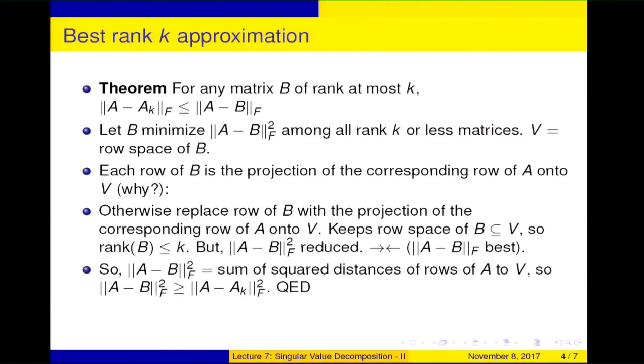I'm sorry, it doesn't prove it yet. Okay, so one more step. A minus B squared is the sum of squared distances of A to V, right? So B were all projections of the rows of A. So it's the perpendicular distance of the rows of A, which are data points, to V. So among all vector spaces of dimension k, Vk is the one that minimizes that, and that's spanned by Ak. So we get that. Okay.